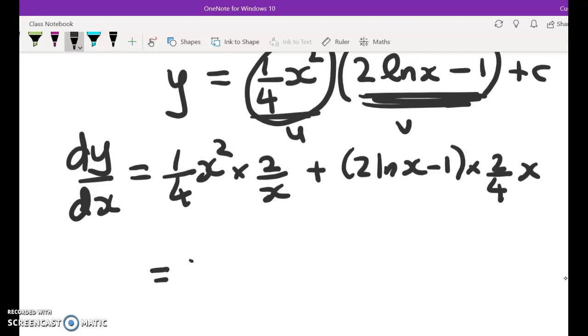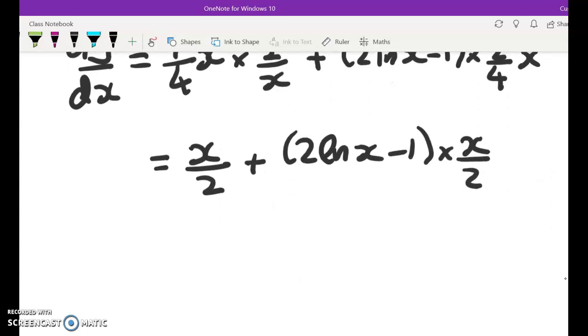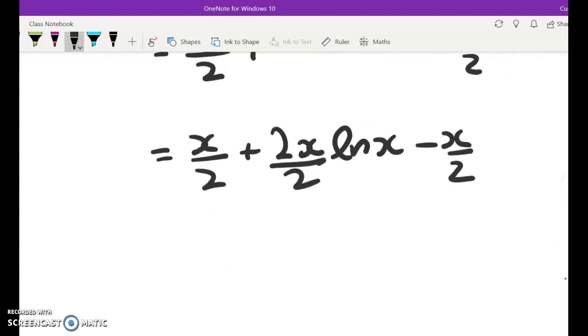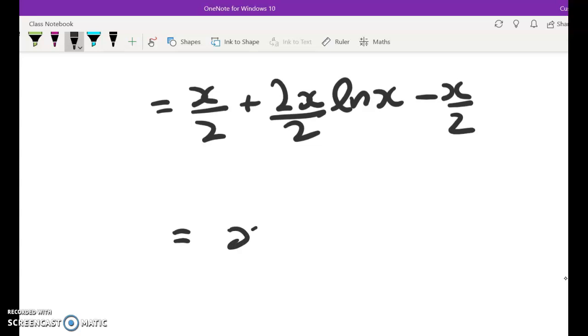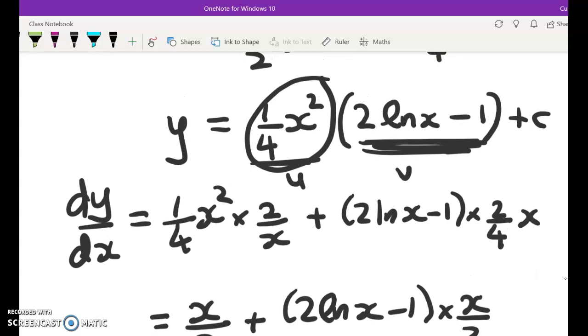That gives me x over 2 plus 2 log x minus 1 times x over 2, which gets me back to x over 2 plus 2x over 2 log x minus x over 2, which gives us x log x, which is what we needed. So notice that what's happened there is, of course, the plus c is the constant, and so when I differentiate, it leaves no derivative.